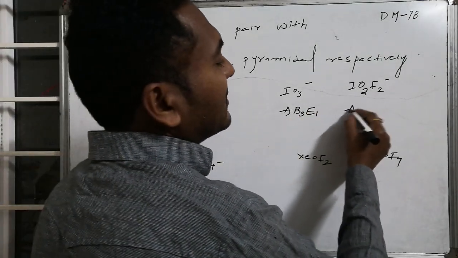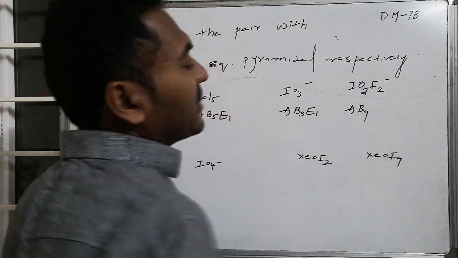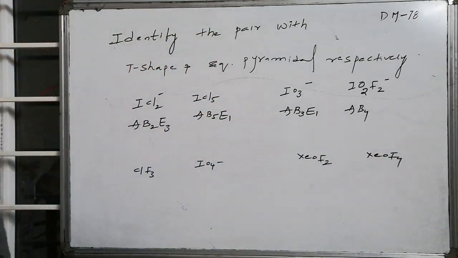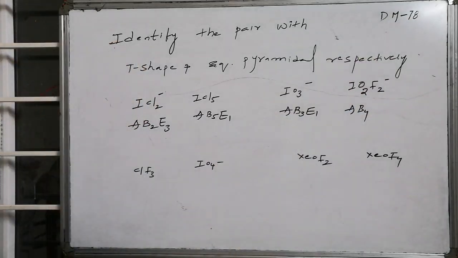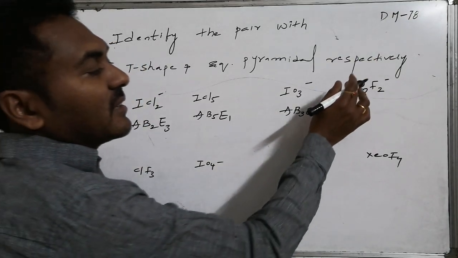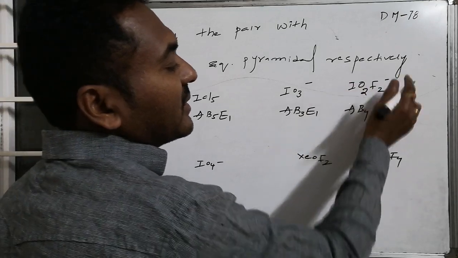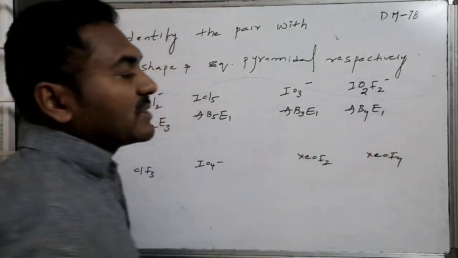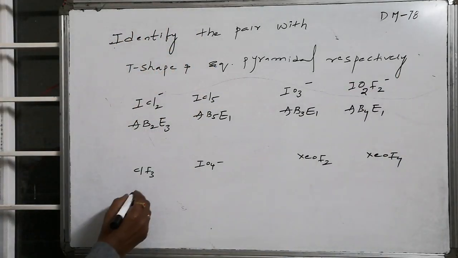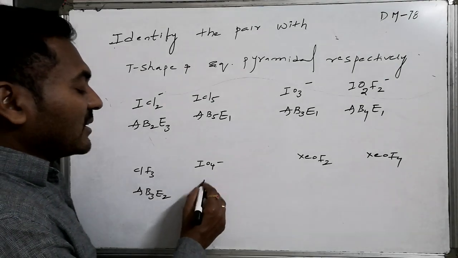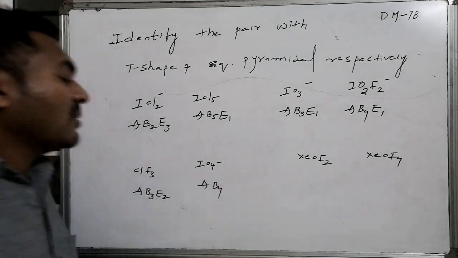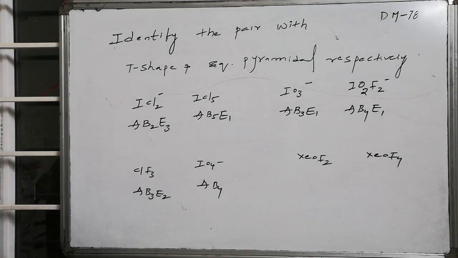IO2F2 minus, here A is connected with 2 plus 2, that is 4 bond pairs. 4 electrons here, 2 electrons here, so 6 electrons are consumed. Here 1 electron out of 7 and here 1, so the remainder is present as 1 lone pair. ClF3 is AB3, the remaining 4 are present as 2 lone pairs. IO4 minus is AB4, whereas B4 implies 8 electrons are consumed over here.